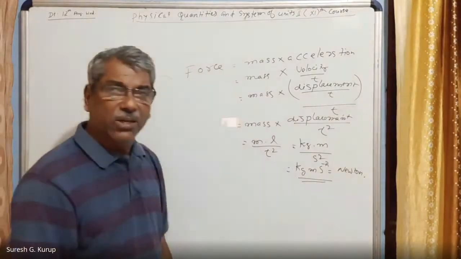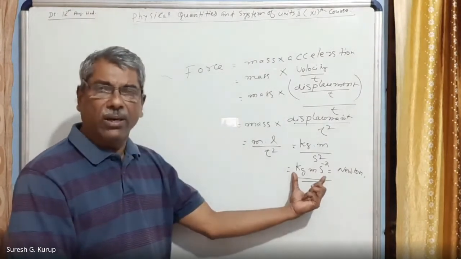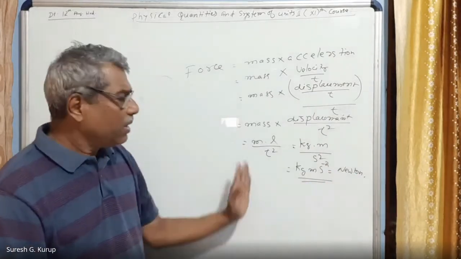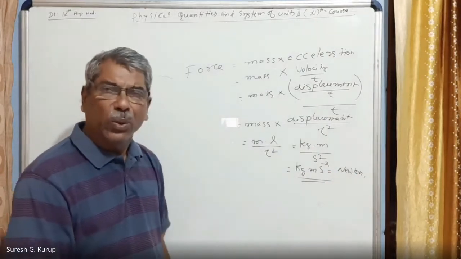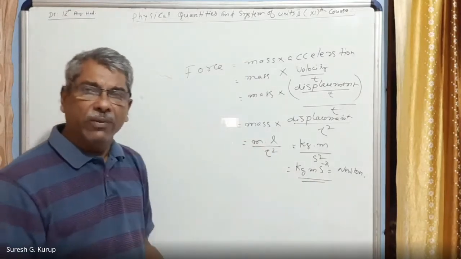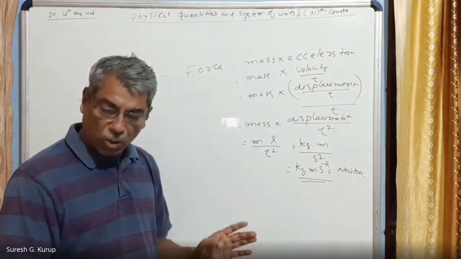Kg meter per second square is the unit of force in the SI system. In the MK system, that is called Newton. So this is a derived unit. Why is it a derived unit? Because force is a derived quantity. Why is force a derived quantity? Because it depends on the fundamental quantities for its specification.